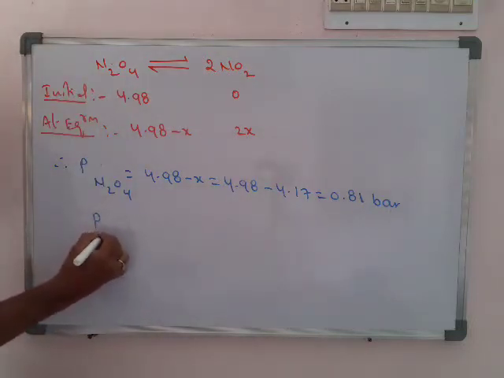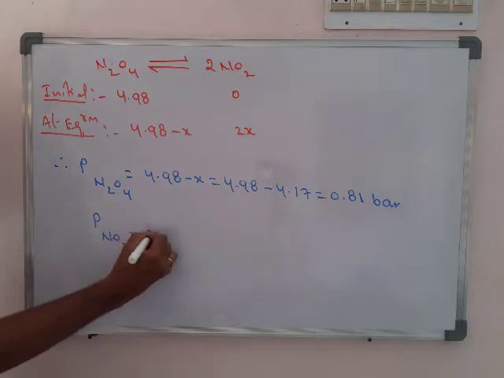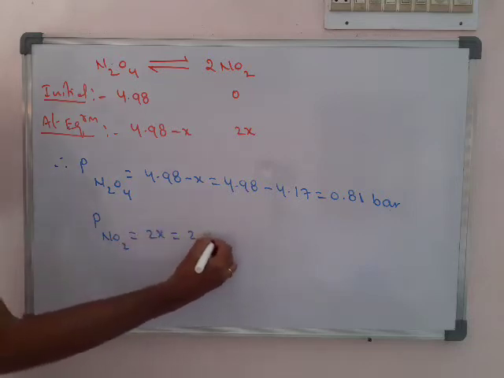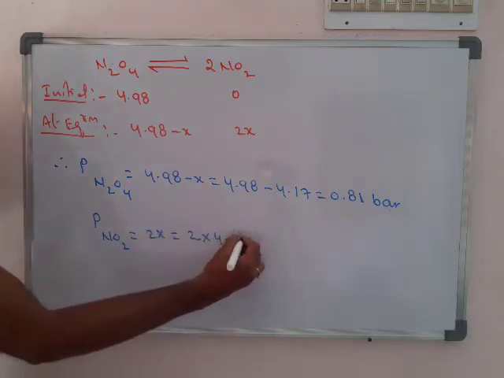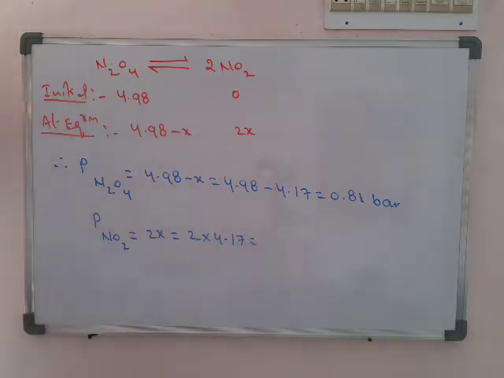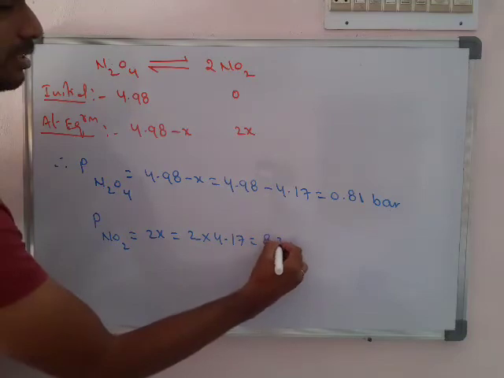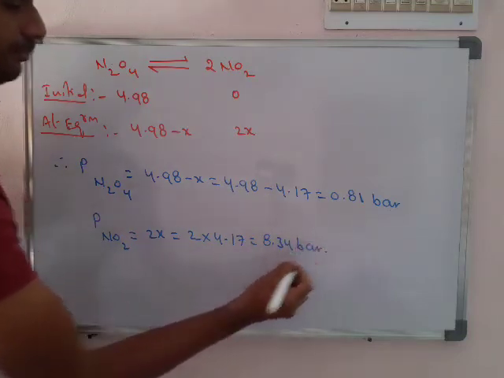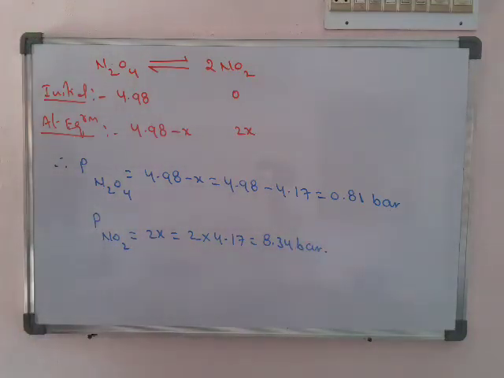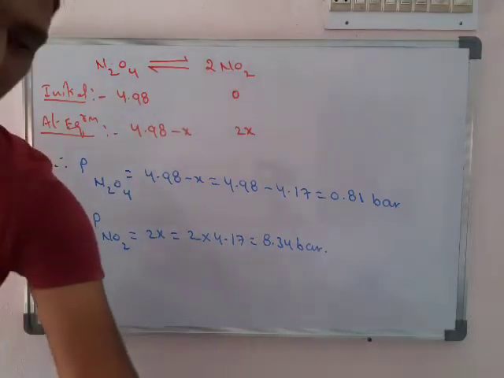And the partial pressure of NO2 equals what? 2x. So 2 into 4.17, since we already calculated x. That is 8.34 bar. So now apply this into Kp. We already know the Kp relation.